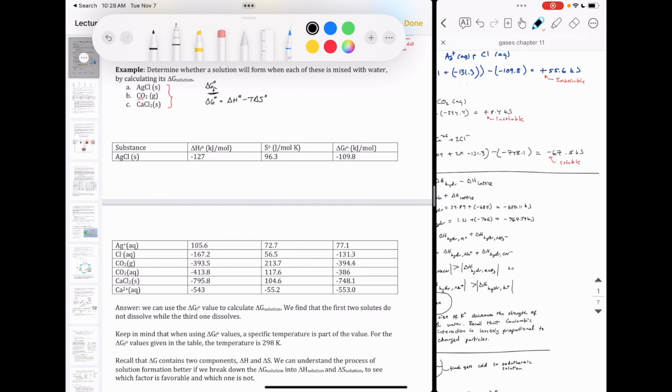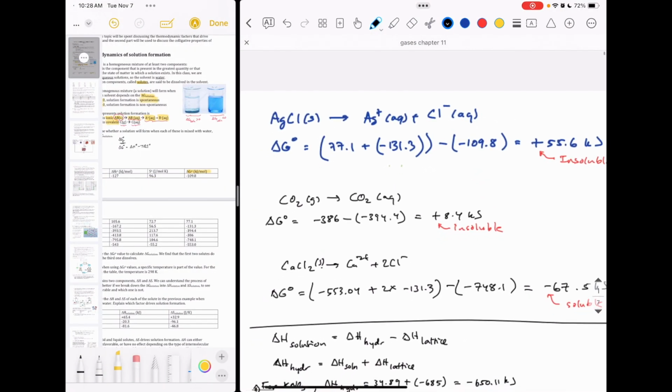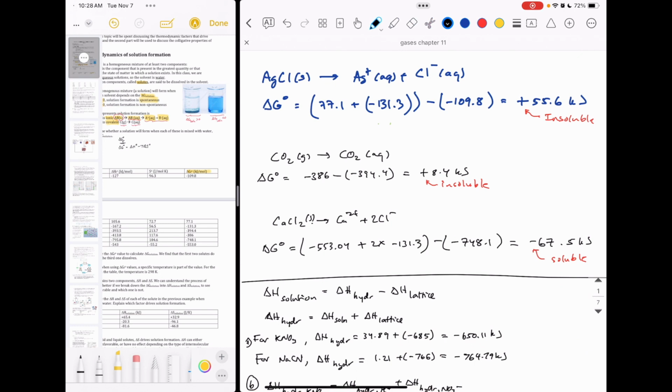So the delta G of formation values is on this column. And all I'm going to do is just calculate it for each of the solutes that I have when they form a solution. So I'm going to show the work here on the right. You can see that for the first reaction, it's just AgCl going into the aqueous form, which then splits apart into its ions. So I'm able to find the delta G formation value.